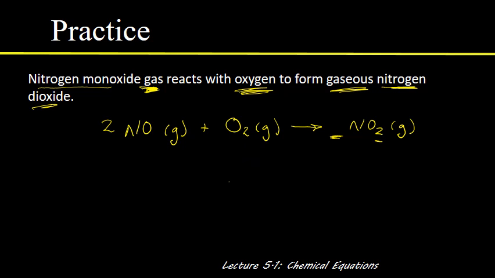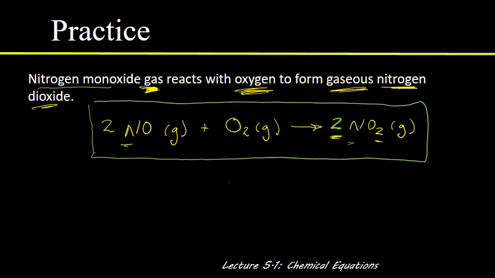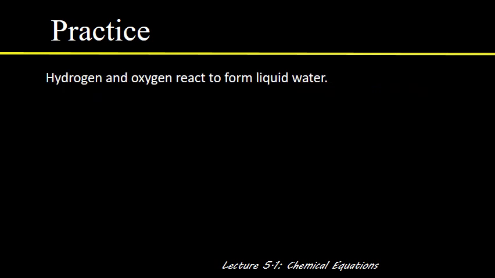Okay. That's good. We've got an even number of oxygens on both sides, but now we've got 2 nitrogens on the left and only 1 on the right, 4 oxygens on the left and 2 on the right. So we could fix this by putting a 2 here. Now we've got 2 nitrogens on both sides and 4 oxygens on both sides. All of our chemical formulas are written correctly, and we've included all of our states. So that one's good. All right. Hydrogen and oxygen react to form liquid water.